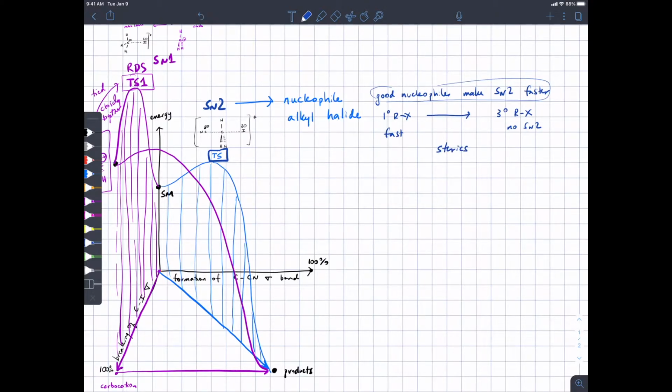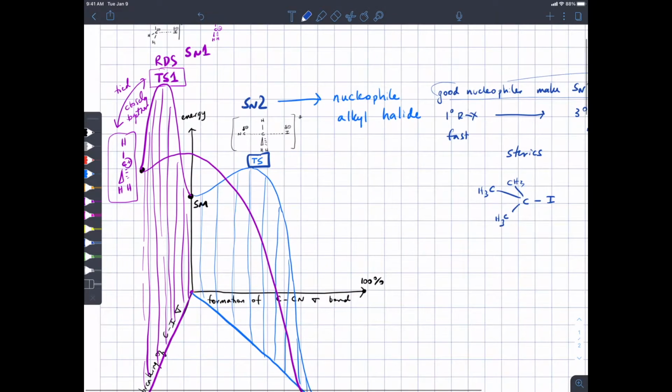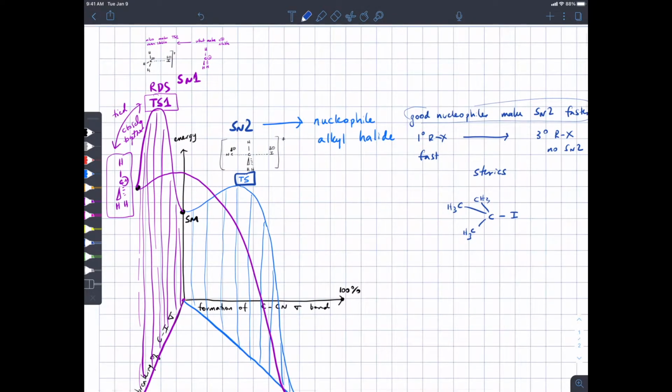The more alkyl groups you put behind the leaving group, the less likely it is for a nucleophile to be able to get in there and reach the sigma star. Okay, so we haven't talked about how the rate of SN1 is affected by the nucleophile and the alkyl halide.